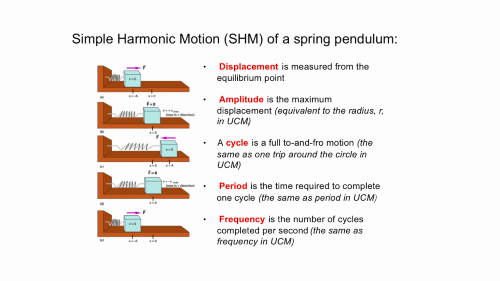Displacement is measured from the point of equilibrium. It's delta x. Amplitude is the maximum displacement. That's equivalent to the radius r in uniform circular motion. A cycle is a full to and fro motion. This is the same as one trip around a circle in uniform circular motion. Period is the time required to complete one cycle, and frequency is the number of cycles completed per second.